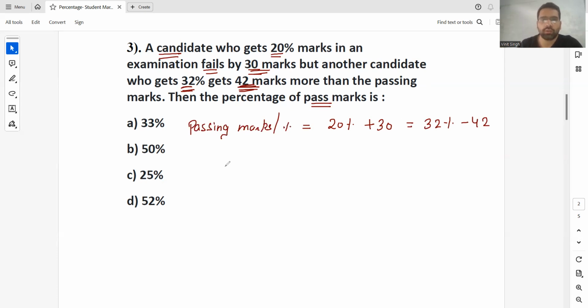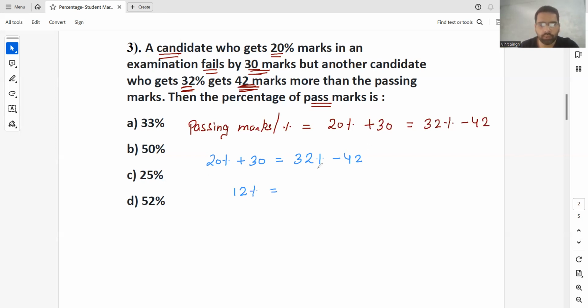Here, this part. So here the equation is 20% plus 30 is equal to 32% minus 42. So 32 minus 20 is 12%.